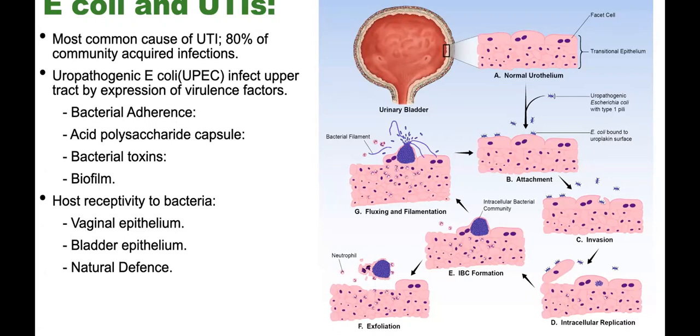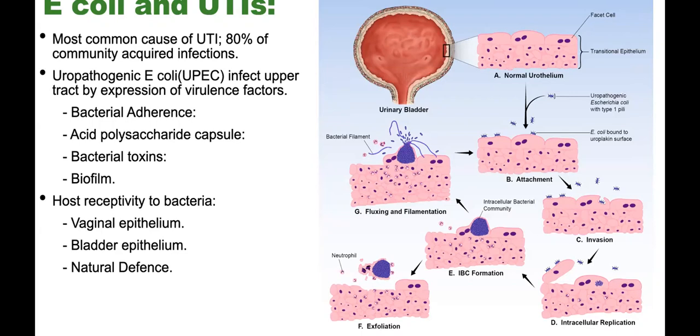Type 1 pili adhere more to the bladder, and P pili to the kidneys. So that's how they adhere, and that's the most important step of the bacteria coming into the system. Another way bacteria are virulent is because they've got a polysaccharide capsule.